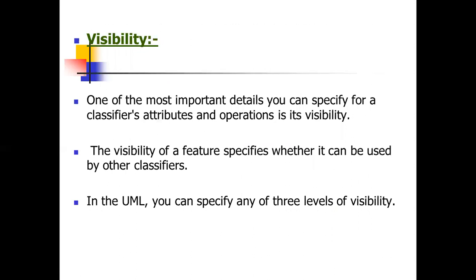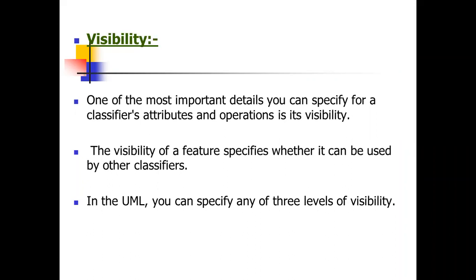Then next one is visibility. We have seen the visibilities. There are three levels of visibility here. It is one of the most important details we can specify for a classifier's attributes and operations. The visibility of a feature specifies whether it can be used by other classifiers or not.